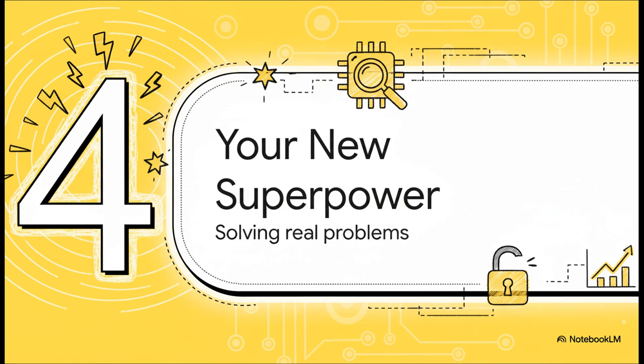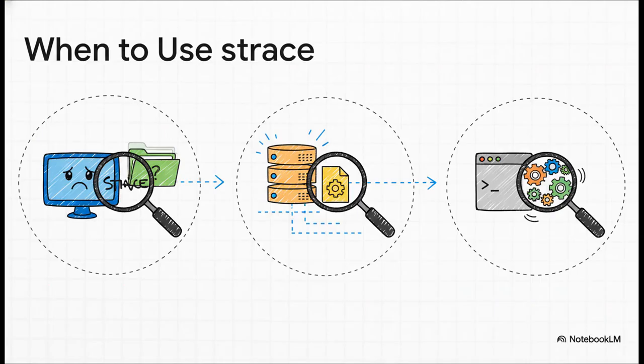So look, this isn't just some cool party trick. What you've just learned is a genuine superpower. This is the kind of skill that really separates the beginners from the experts, because now you can solve real-world problems. Let's talk about what that looks like. You ever have that incredibly frustrating moment where a program says file not found, but you are staring right at the file? We've all been there. Well, with strace, you can see the exact path the program is trying to open, and you'll probably spot a tiny typo or a wrong directory.